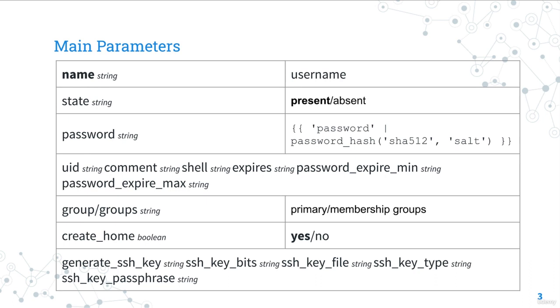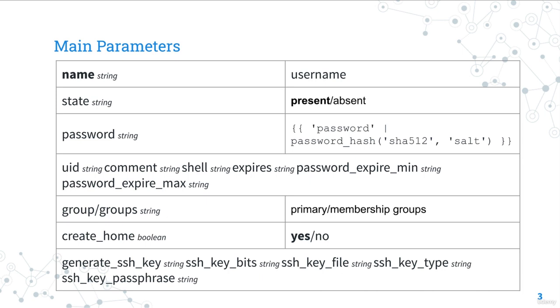Other important parameters are group and groups. Please note the s. The first, without the s ending, indicates the primary group of the user. The second, with the s ending, sets the other group memberships. So be very careful with the s ending. It could end up as a very different setup.